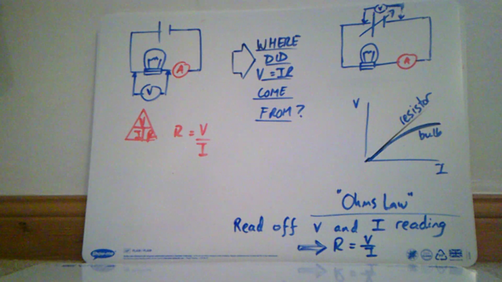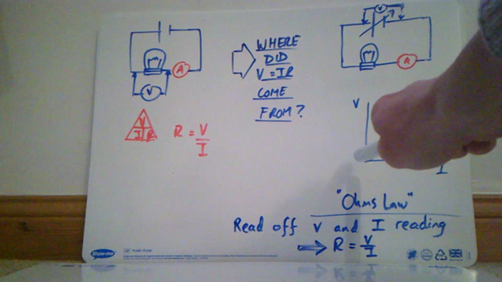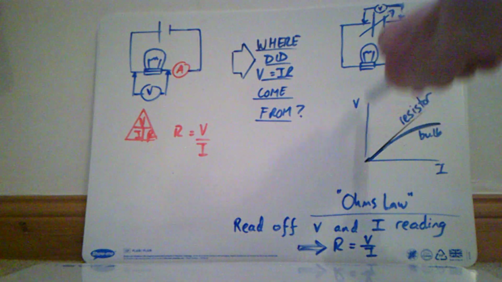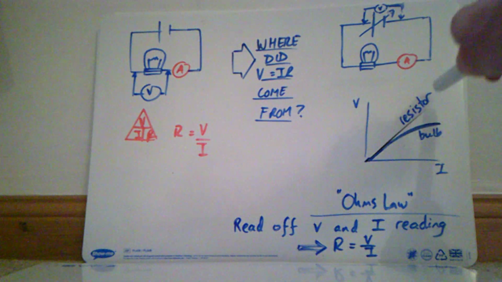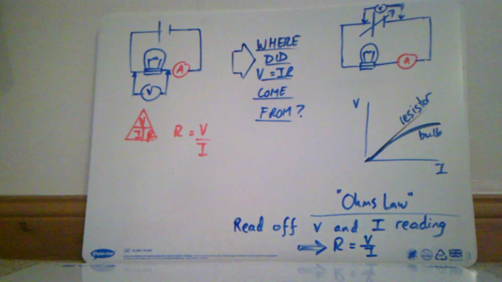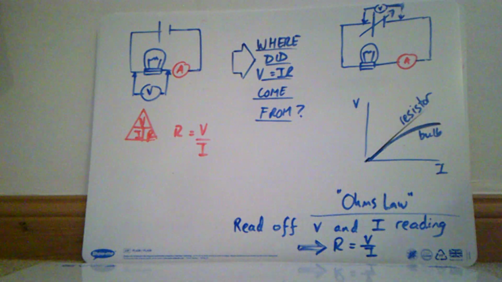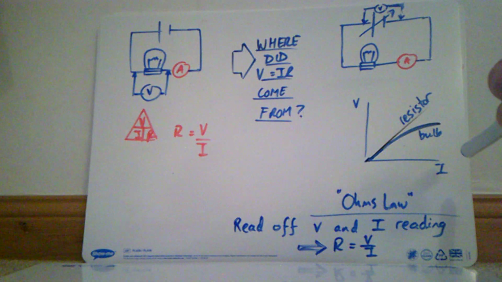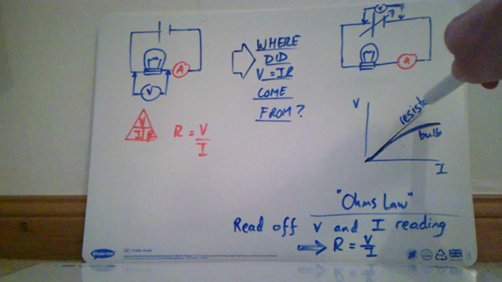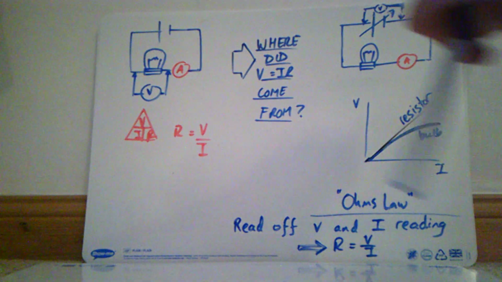Now there are some components, however, which don't allow the current to go up in step with the voltage. So components which do allow the current to go up in step with increasing voltage give a straight line, for example resistors, and it's said that these components follow Ohm's law, but components which do not allow the current to go up in step with increasing voltage give a curve, for example a bulb, and these do not follow Ohm's law. If you get a graph like that, then you can also read off voltage and current readings from the graph and do R equals V over I.